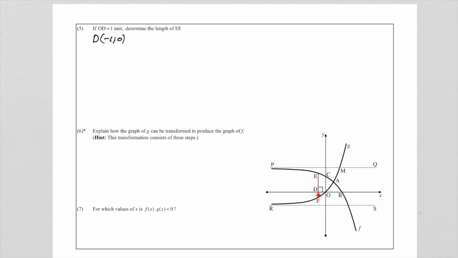Now, to find this length of EF, we need to find that Y value, and we need to find that Y value. So we're going to take this X equal to minus 1, substitute it into F, get the Y value, substitute minus 1 into G, and that will give us that Y value. And those two Y values, the positive values, we will add to find the length of EF. So let's just do that substitution.